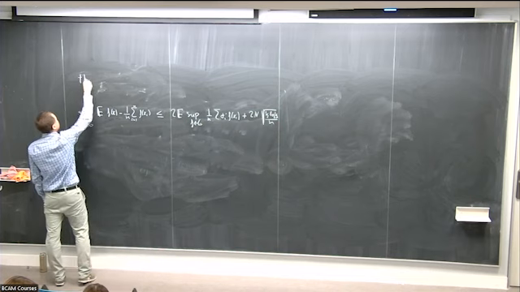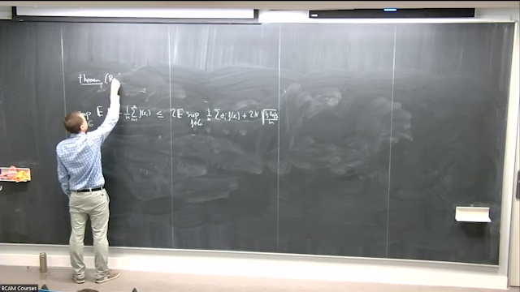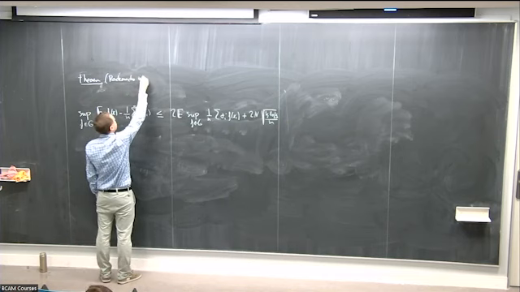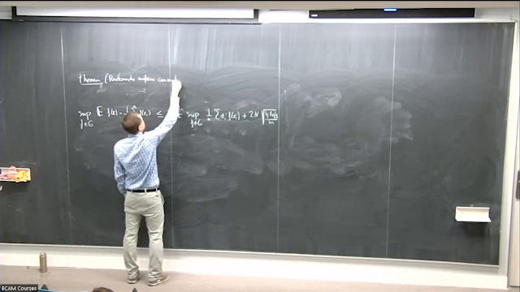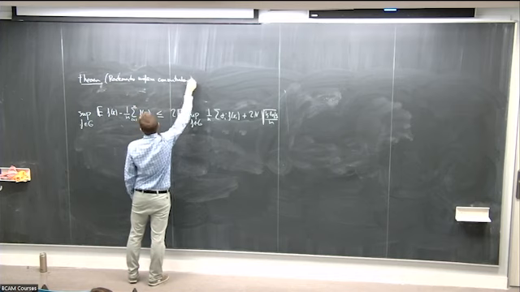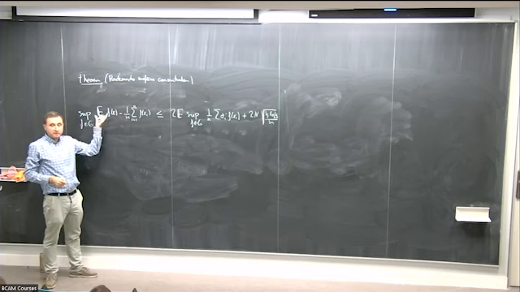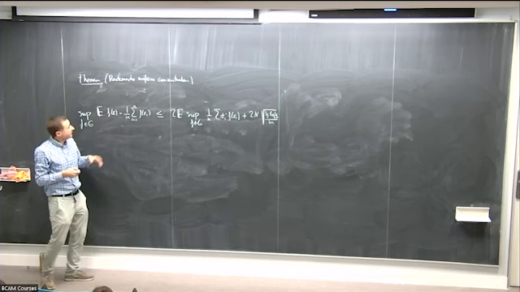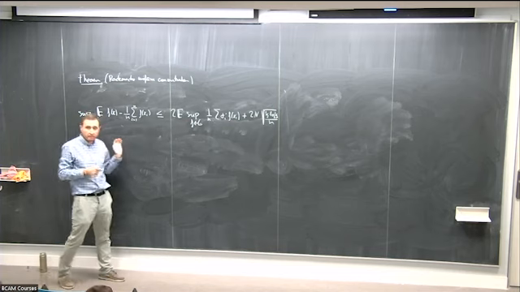Okay, so let's call this a theorem: Rademacher uniform concentration. In statistics and machine learning, when you try to bound the difference between the true expectation and the sample average, that's called a concentration bound. We call it uniform because we want to bound it for any f. So we are going to have a bound that is valid for any f.